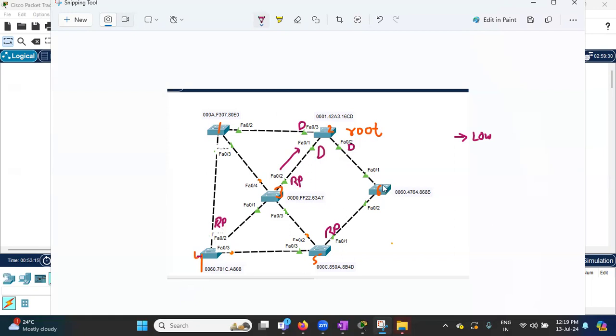Then switch number 6, this one. Can I write lowest cost? Yeah. Simple, right? Okay, here this will be the root port. Simple, right? Got it? In all the switches we have to find the root port, right?